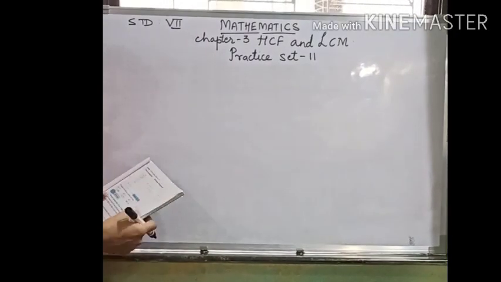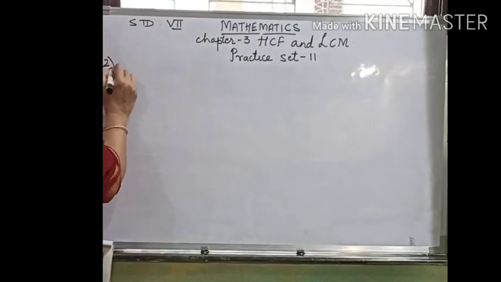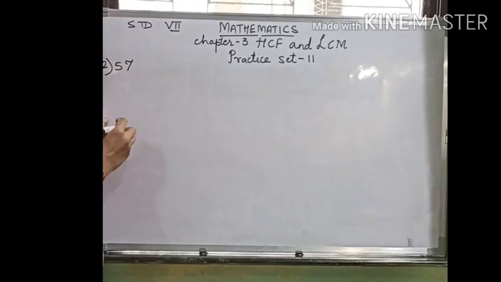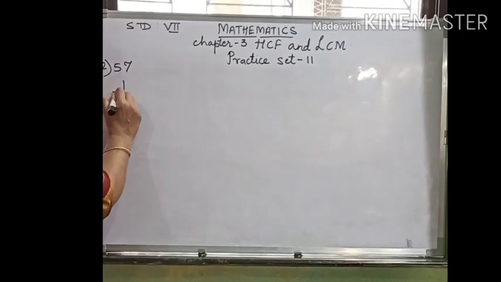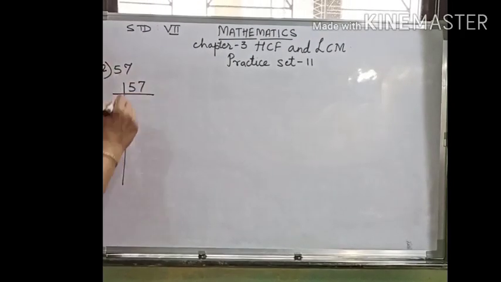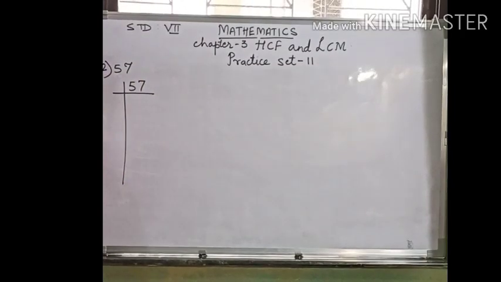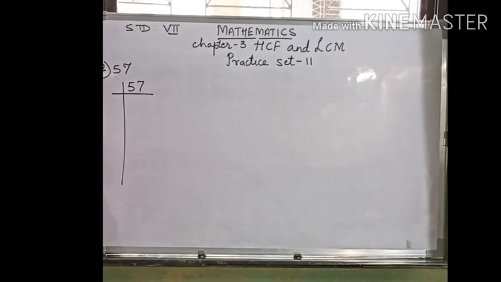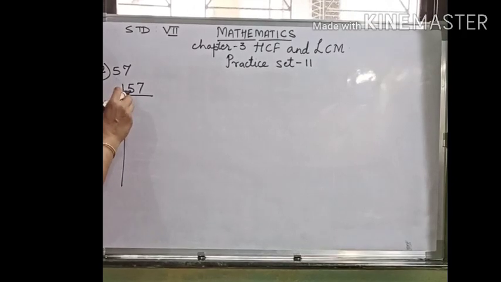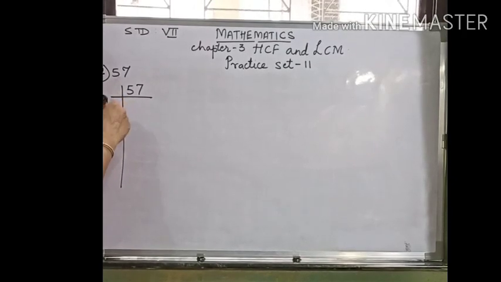Now we will go to the second sum, 57. By both methods we will find out the divisors. 57 is an odd number, so it does not come in the table of 2. Therefore we have to go to the next.